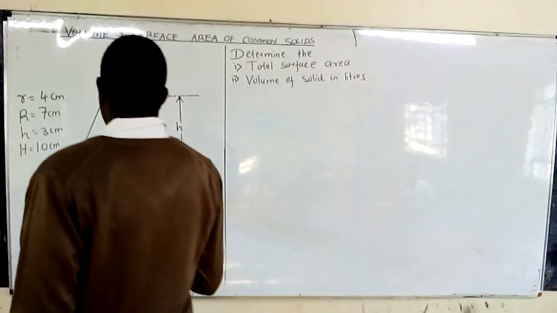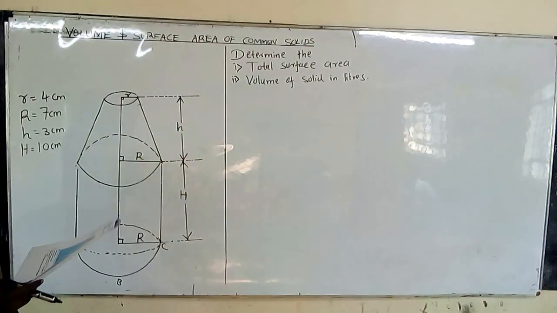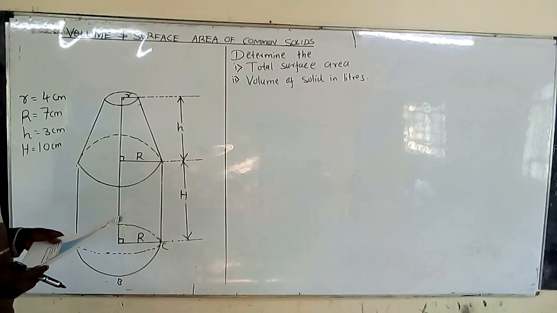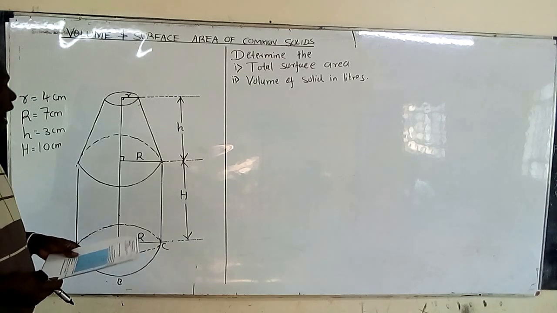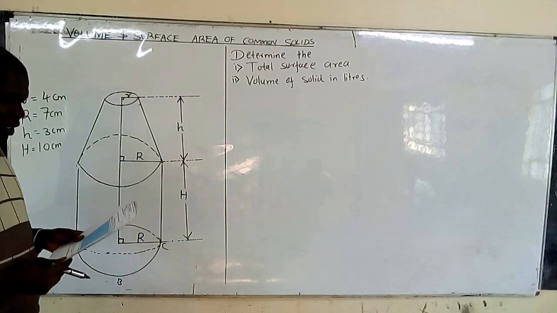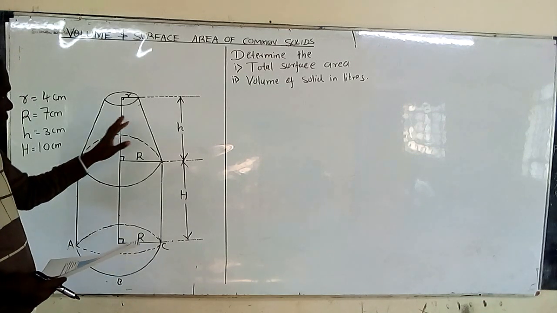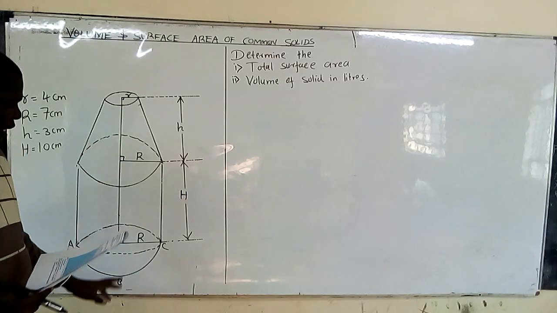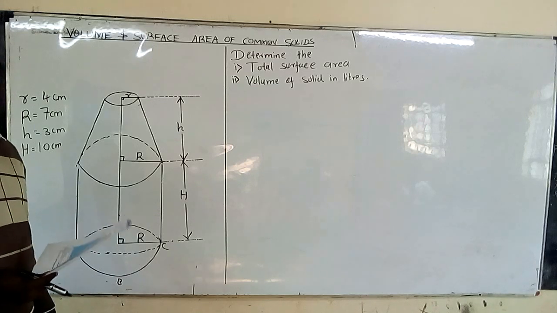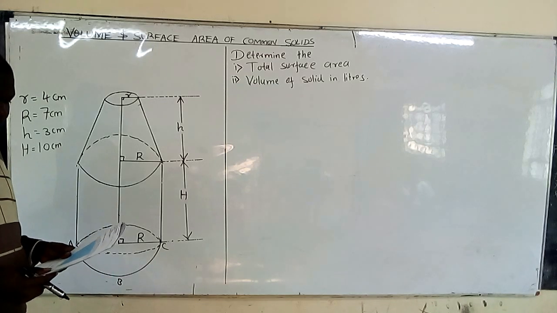So, the figure shows a solid made up of 3 parts: the top conical part, the middle cylindrical part, and the semispherical base.